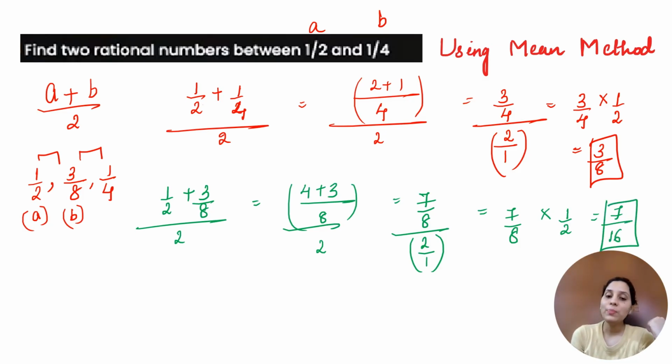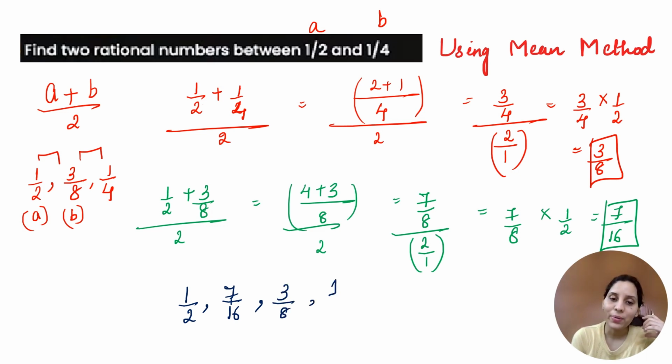Now, it's very important how you write the final answer. So, first rational number is 1 by 2. Now, 7 by 16 is the rational number between which two numbers? Between 1 by 2 and 3 by 8. So, here comes 7 by 16. Then next comes 3 by 8. And then 1 by 4. So, basically, between 1 by 2 and 1 by 4, we found two rational numbers.